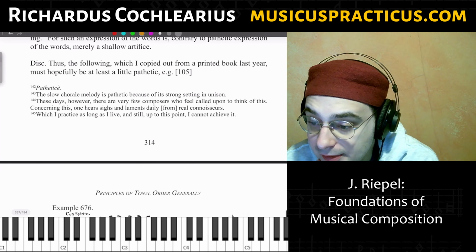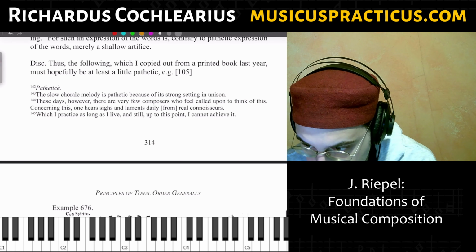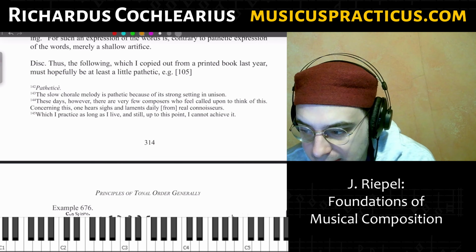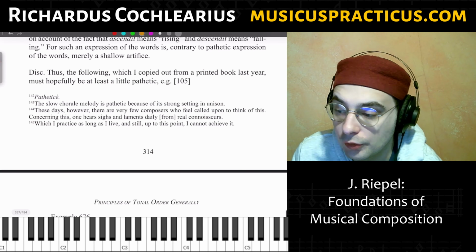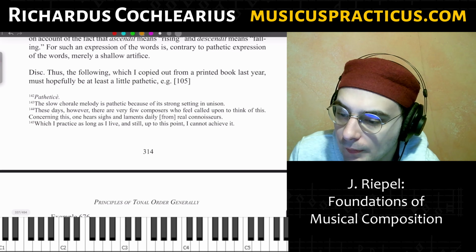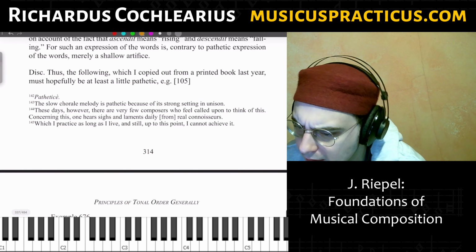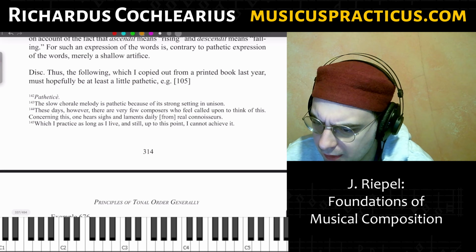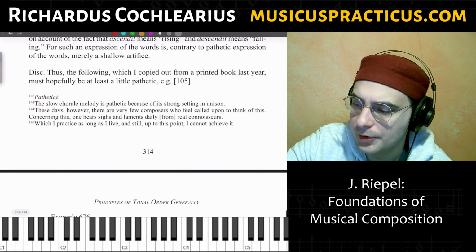These days, however, there are very few composers who feel called upon to think of this. Concerning this, one hears sighs and laments daily from real connoisseurs.